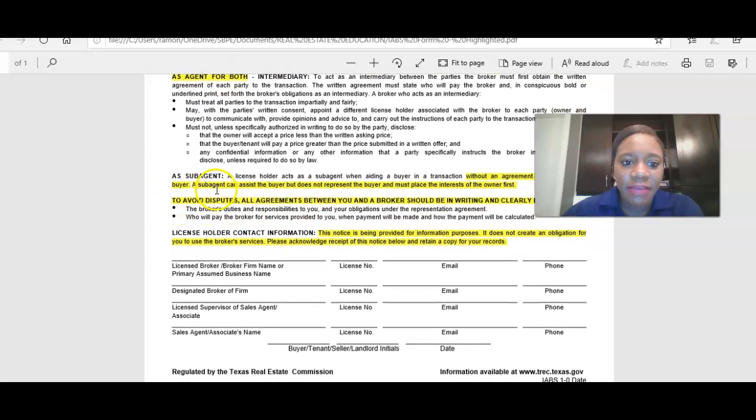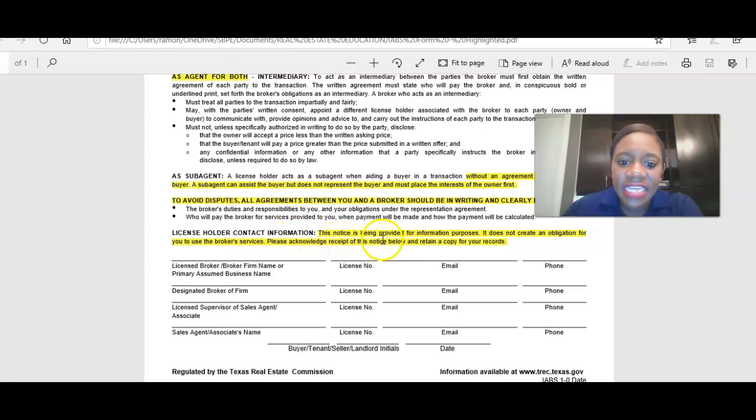And it talks about the sub-agent role here. So the sub-agent has to represent you. They may not be in a written agreement with the buyer, but they are required to put the owner's best interest first. So keep that in mind. If you have any concerns about your listing agreement, there are paragraphs within the listing agreement that allow you to get out of the listing agreement, but disputes should usually be handled in writing.